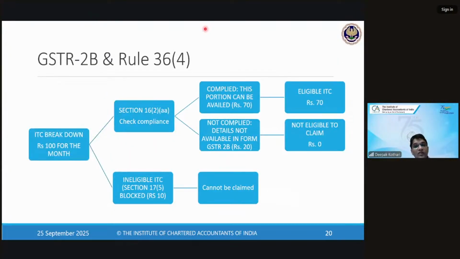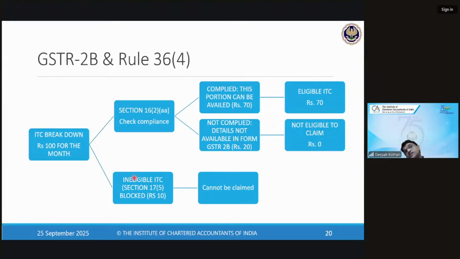Okay. So how do you claim the credit? Say for the month of August, your ITC is total 100 rupees. Now check whether 16(2)(aa) compliance is done. It's compliant to the extent of rupees 70, claim 70. To the extent of rupees 20, it is not compliant. So then we cannot claim it.